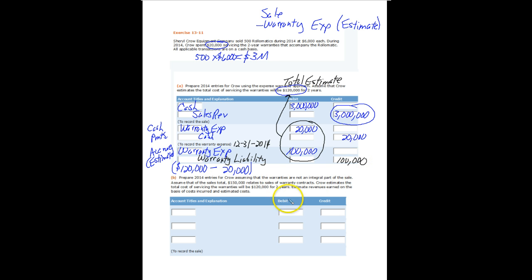Okay, now the second part of this is the same sort of scenario, except we're going to assume that of the $3 million of sales, $150,000 of that is applied to warranties. This is an example of when you go in and buy something, maybe like at Best Buy, you not only buy the merchandise, but you have the option of purchasing a warranty for it. So this is when we actually had sales revenue.